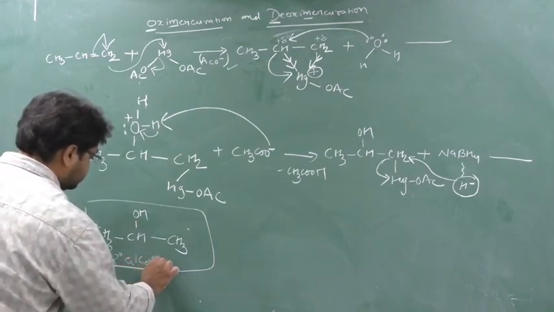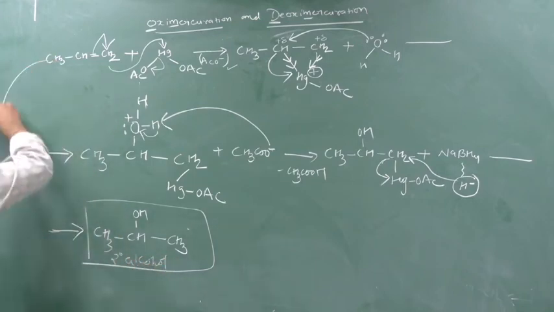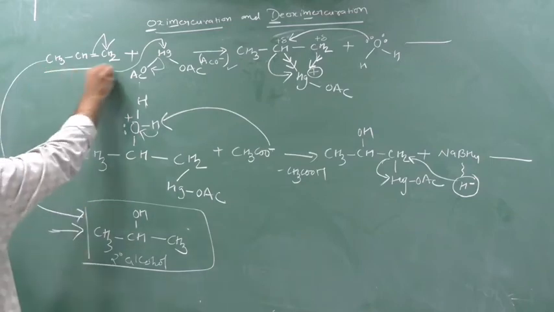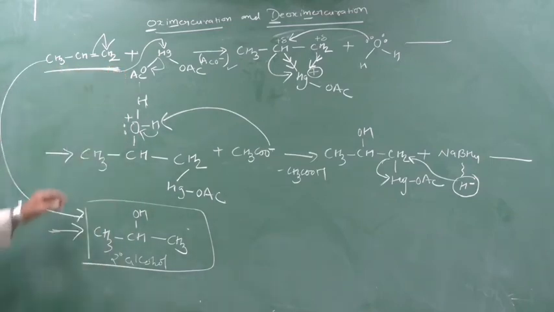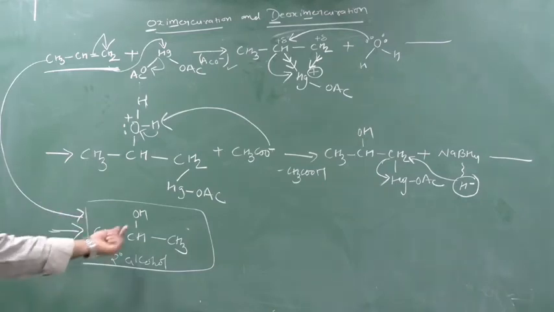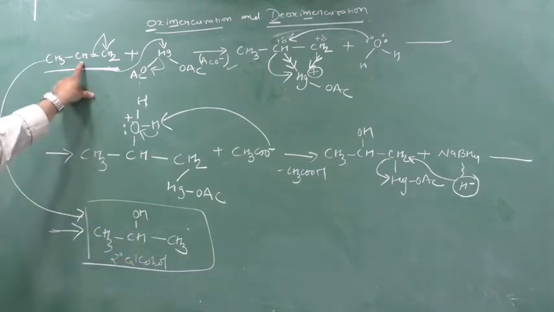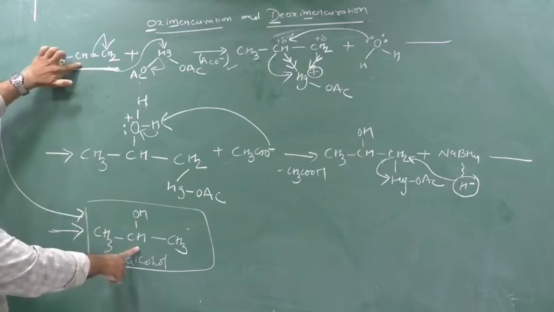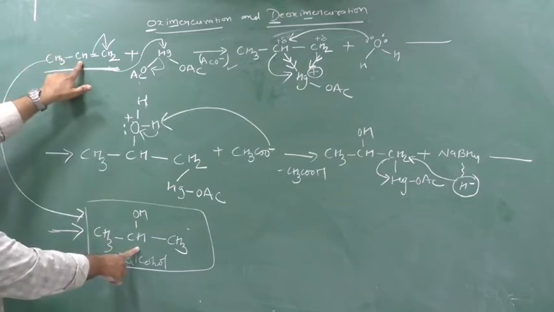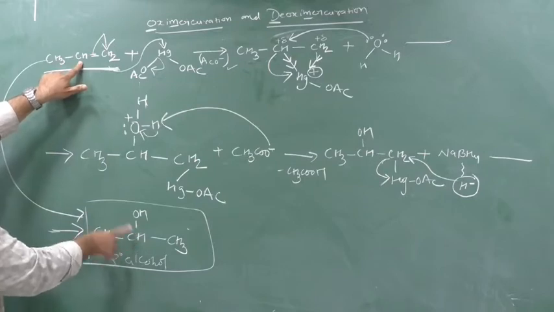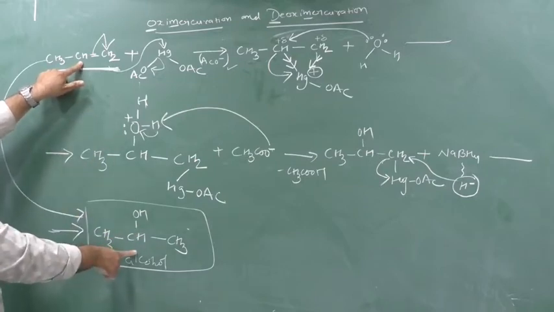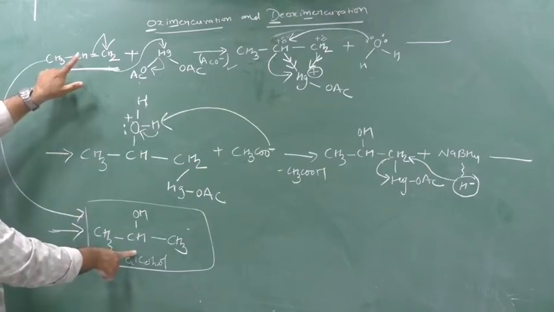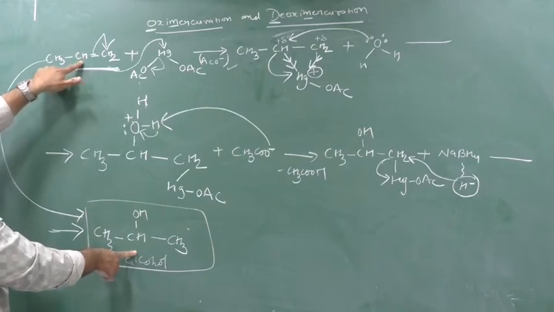Now see here, from here to here, see this and see this. You can see here in the final step the OH is attached to that carbon which contains less number of hydrogen. In the first step this is the CH and this is the OH here. So from the final step and first step we can compare that OH is attached to that carbon which contains less number of hydrogen.